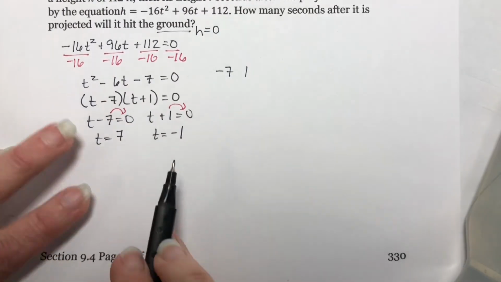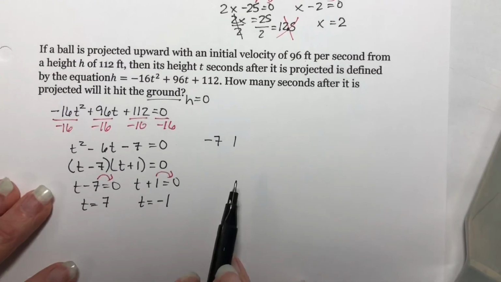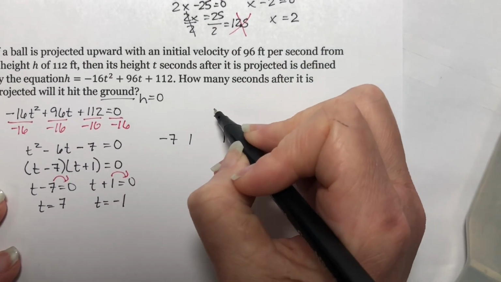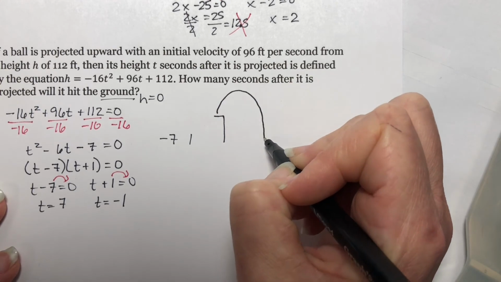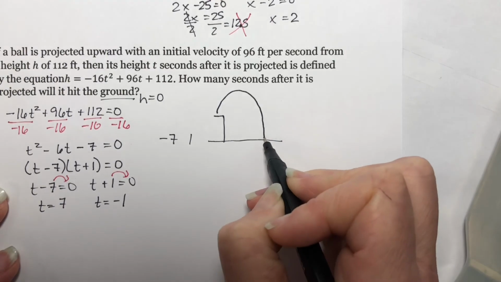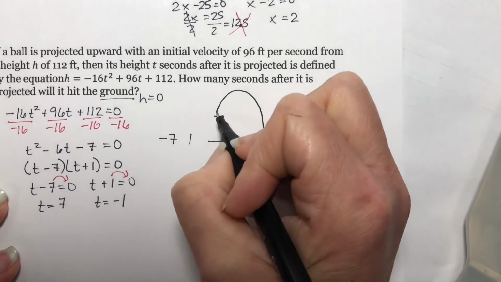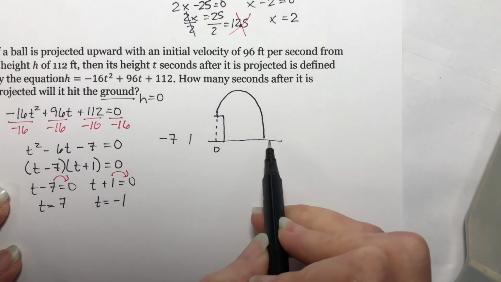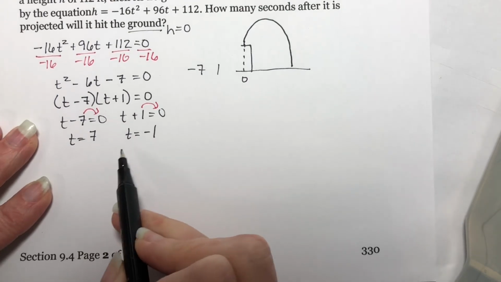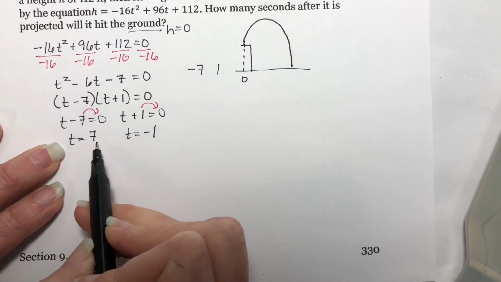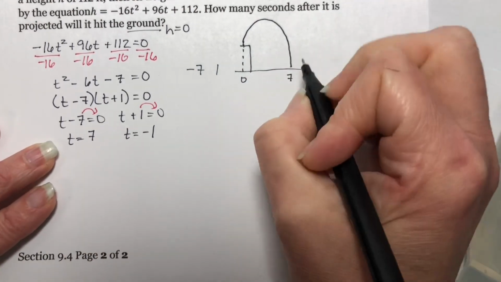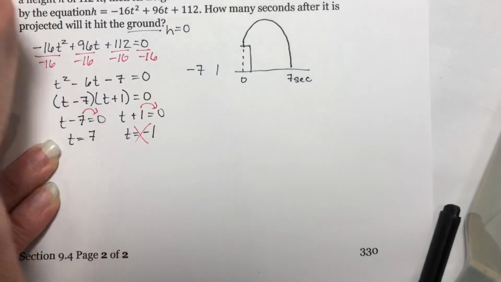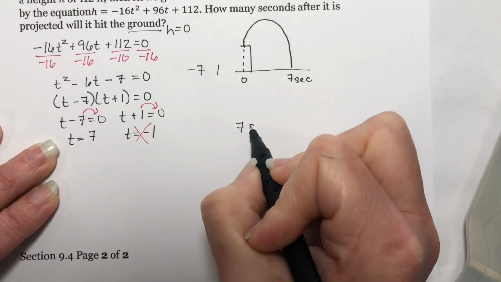Okay, so let's come back to the problem and see which of these, if any, make sense. Basically what we've got here is some sort of projectile being thrown up and it's going on this basic arc, and we're wanting to know how many seconds before it hits the ground. Okay, and this is at 0 seconds. After how many seconds? -1 seconds? That doesn't make sense. Okay, 7 seconds makes sense in the real world. So I throw away this answer, and the answer is 7 seconds.